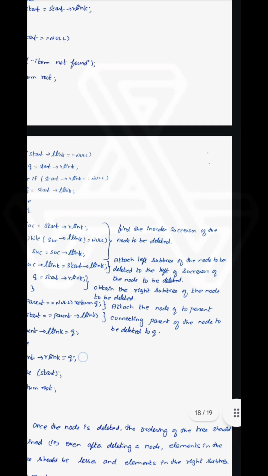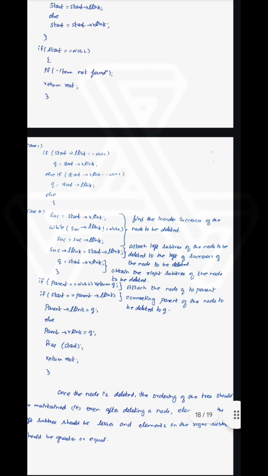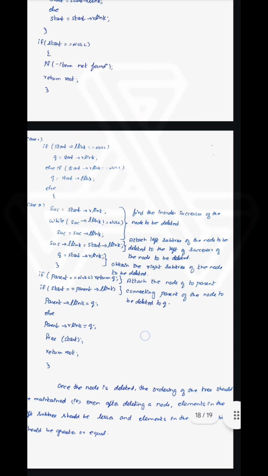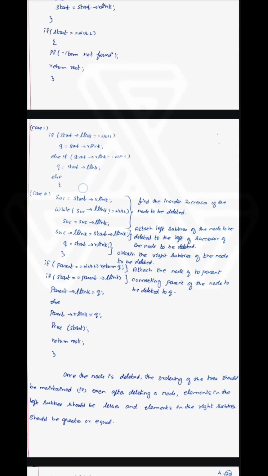This goes to find the inorder successor of the node to be deleted. Attach the left subtree of the node to be deleted to the left of the successor. Obtain the right subtree of the node to be deleted, that is, Q equals start R link. Successor equals start R link. Find the inorder successor: while successor L link is not equal to null, it goes on till the successor's L link.